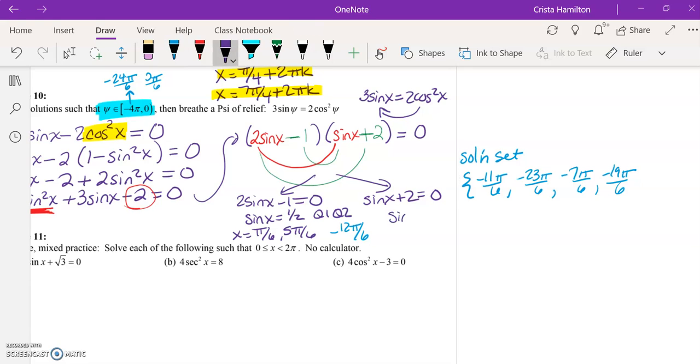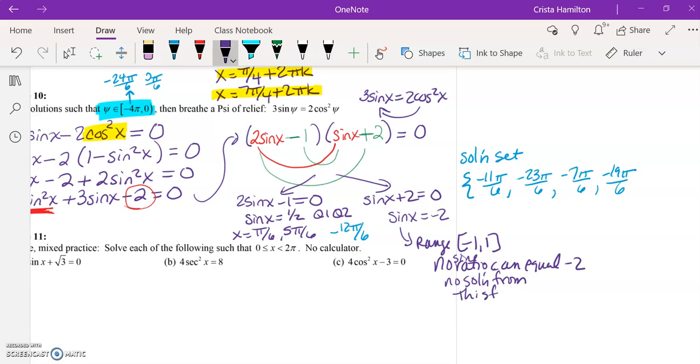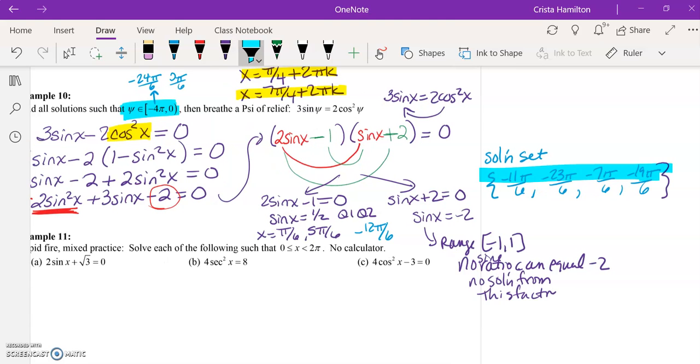And in this one, you solve it over. Sine of x equals negative 2. And then here's where you have to be smart. Remember that the range of sine is negative 1 to 1, which means that no sine ratio can equal negative 2. And so that's just not possible. And so there are no solutions from this factor. So we can go ahead and close out our solution set, and these are going to be the only solutions that I have. All right?